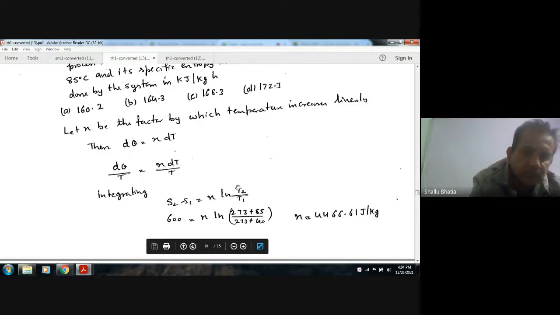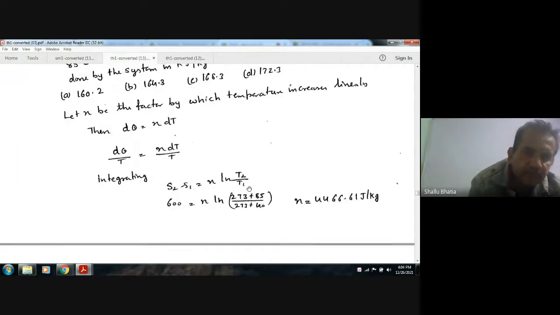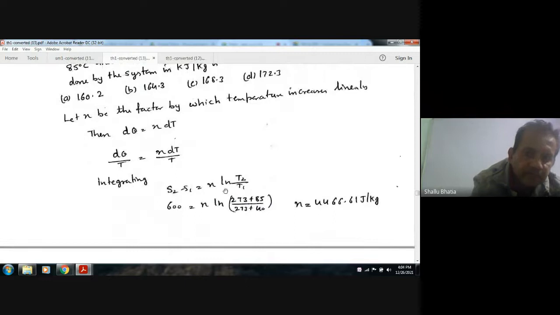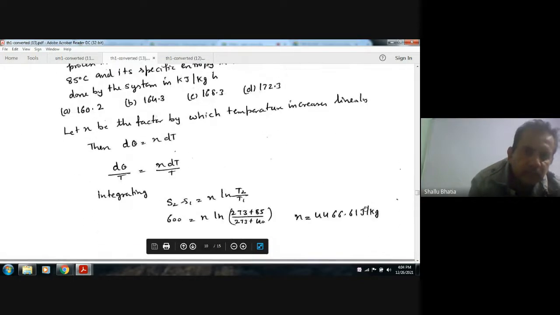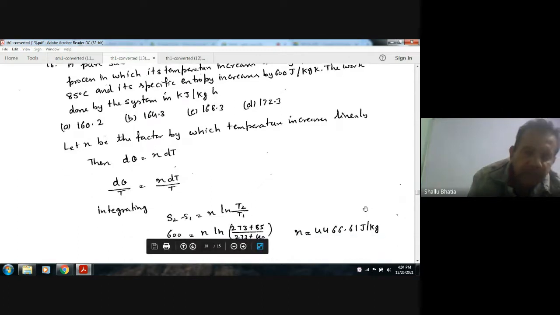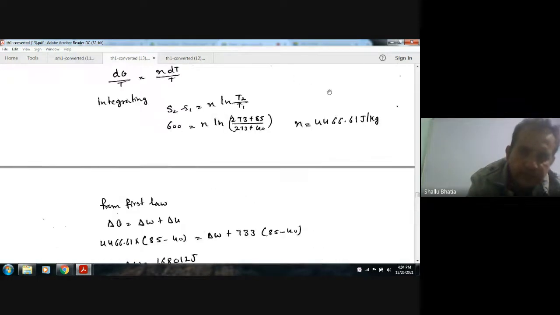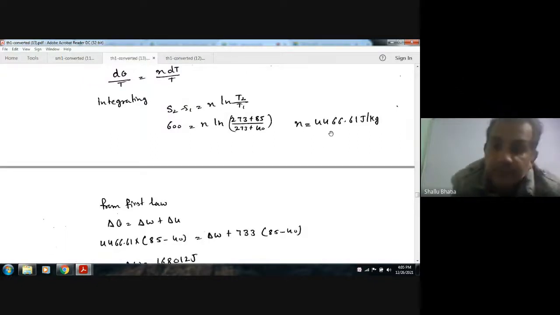T2 is 85 and T1 is 40. Putting these values, we get x as 4466.61 joule per kilogram. This is the factor by which the heat addition is changing. Using the first law of thermodynamics, delta Q equals delta U plus delta W. We have this factor as Cp or Cv or some other factor, because in this process it is the factor.